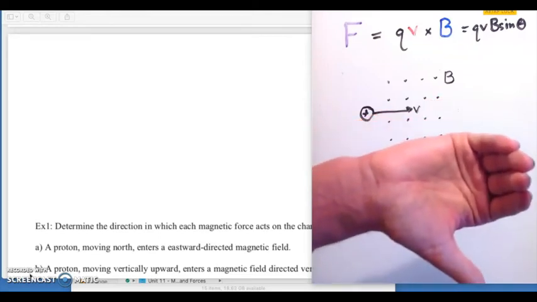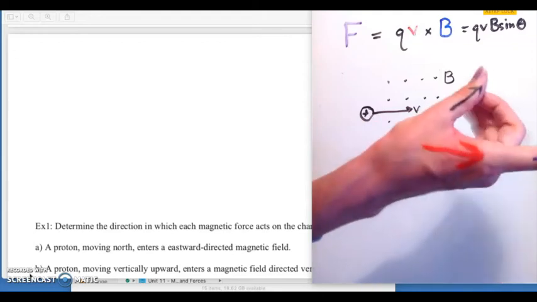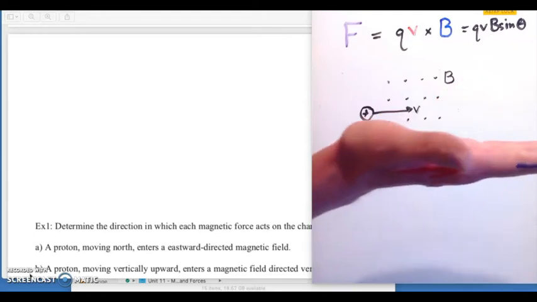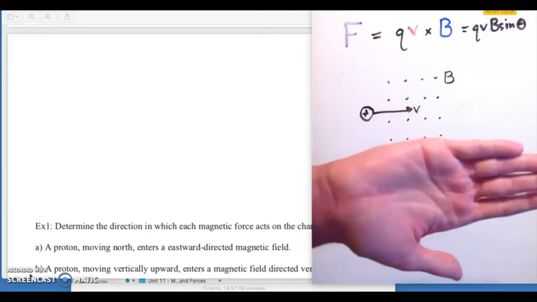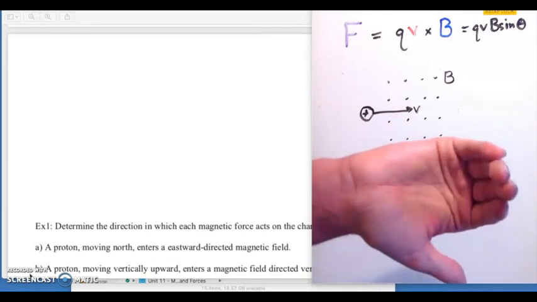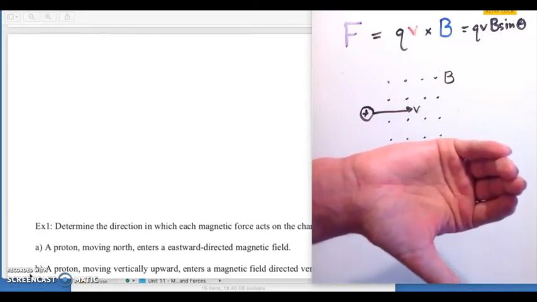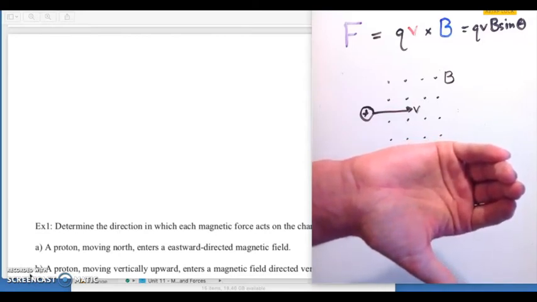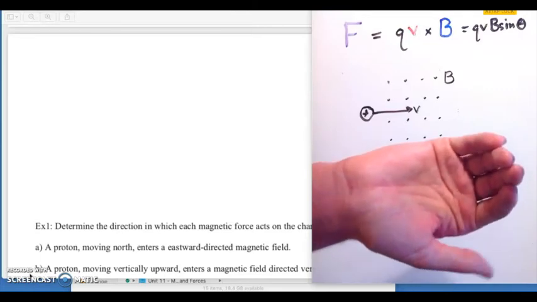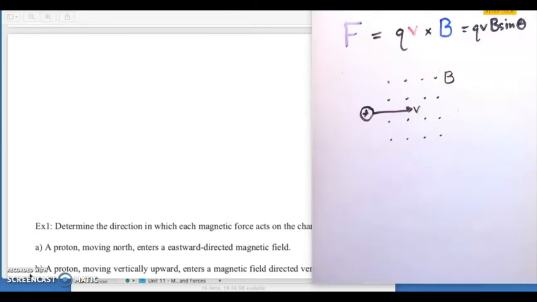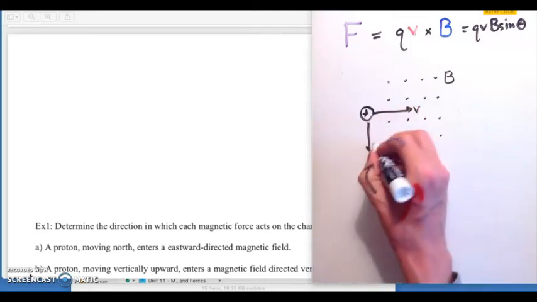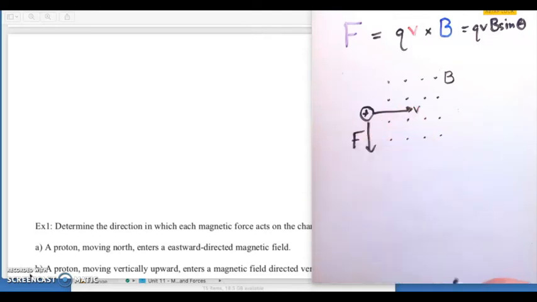So let's review that again. If V is that way and the magnetic field is out of the page, then this is how I must orient my hand in order to be in keeping with those. And then my thumb, which should always be pointing perpendicularly away from my hand, is pointing down the page. Therefore, that's the direction of the force on that proton. Okay, so we'll draw that in. F. There's the direction of the force.